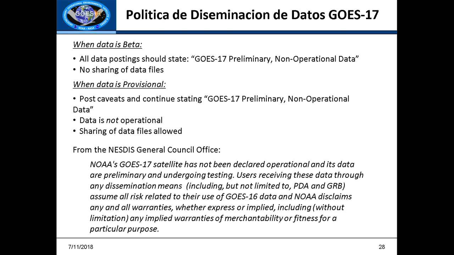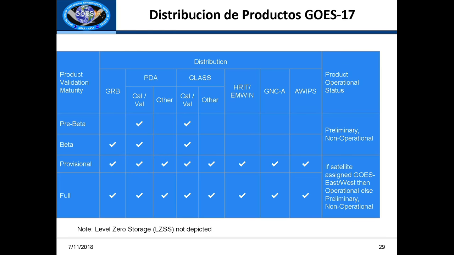So I've already mentioned the data sharing, so I'll skip that. I think I pretty well covered this. The only thing that I hadn't covered before is on CLASS. You can see that CLASS, which is our archive, is also receiving products prior to the beta validation. But again, that's used for calibration and validation, so it's not available to anybody other than the CalVal team. But after beta, only the GRB users get it, because we're using it for testing. But at provisional, then everybody gets it.